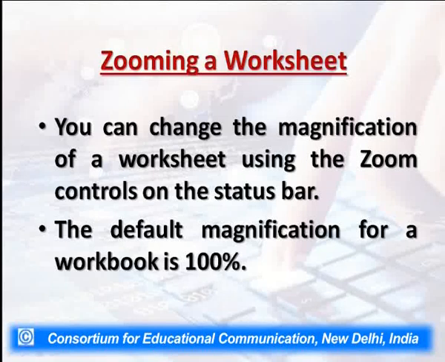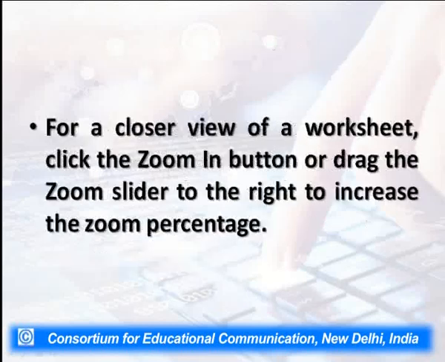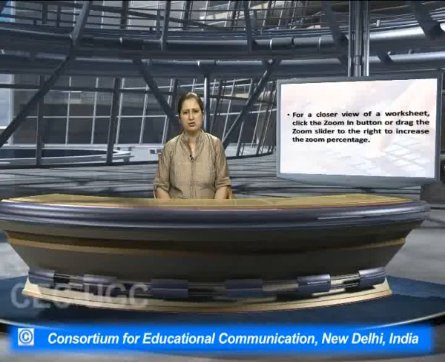Of course, you can zoom it. The default magnification of the workbook is 100%, but then you can always change this using the control on the status bar, or near the name cell, up in the ribbon also. So, if you want a closer look, then you can increase the zoom. If you want a smaller look, and if you want to look at the entire sheet in one go, which is a big sheet, then you can of course choose a lower zoom, and you can look at the complete view at one go.